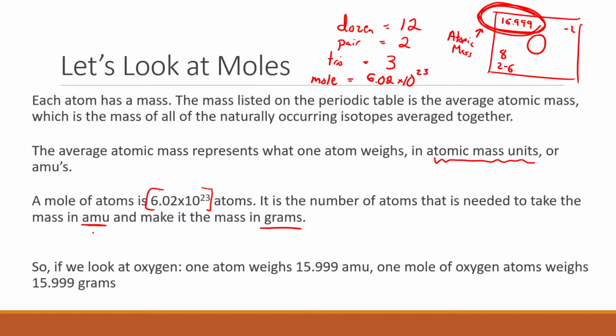And it's worked out in such a way that the number doesn't actually change. 1 atom of oxygen weighs 15.999 AMU, but 1 mole of oxygen atoms weighs 15.999 grams. Right? This numerical value stays the same. We're changing the unit when we talk about a mole of something, which means that this number is both the atomic mass and something called the gram formula mass. It's what 1 mole of that substance weighs.